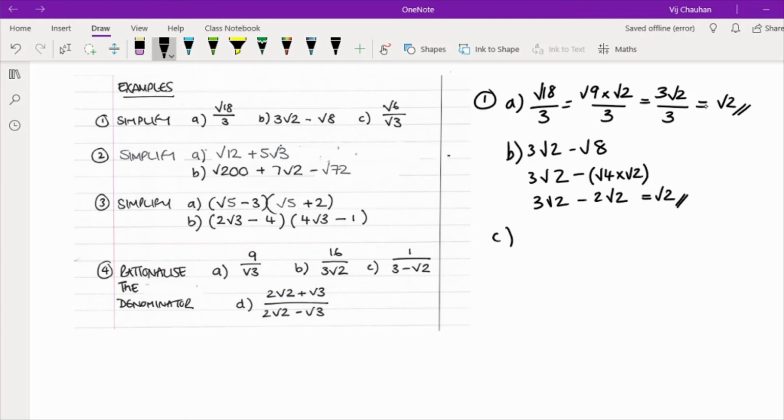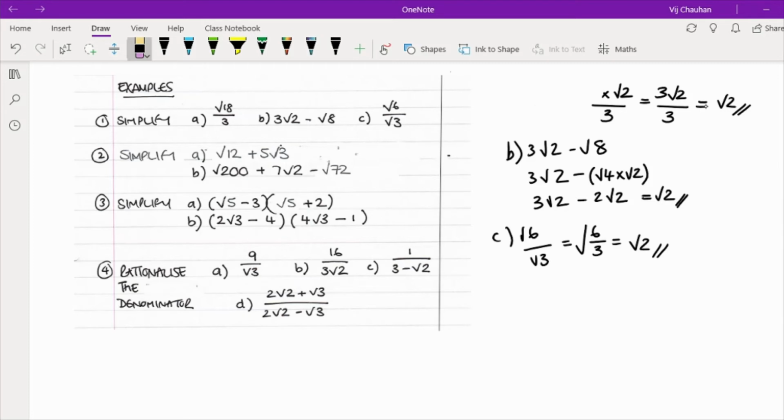So what we have here is root 6 over root 3. Using the second law of surds, we can write this as a single division. So we've got root 6 over 3, which, lo and behold, and coincidentally, gives us root 2. Moving on to example 2, so we'll just quickly rub all of this out.